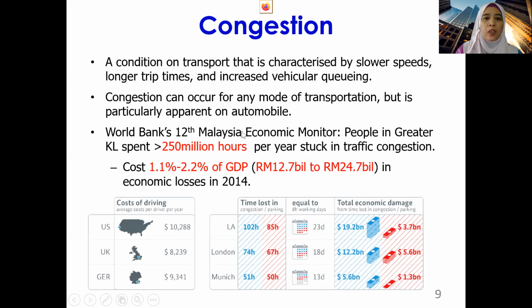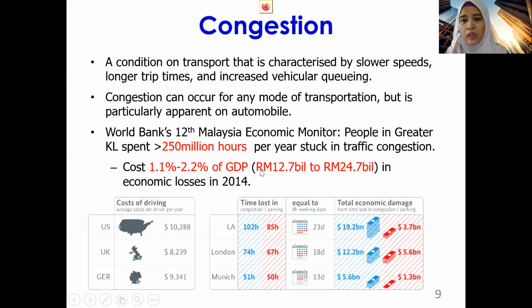Now, the World Bank's 12th Malaysia Economic Monitor, this is the whole name of the report, says that people in Greater KL spend more than 250 million hours per year stuck in traffic congestion. Translating that into ringgit, that's about 12.7 billion to 24.7 billion, double lah. This is just an estimation made in terms of our GDP, which is 1.1 to 2.2. So 2.2 is double 1.1, which times our GDP can be translated into these monetary terms.